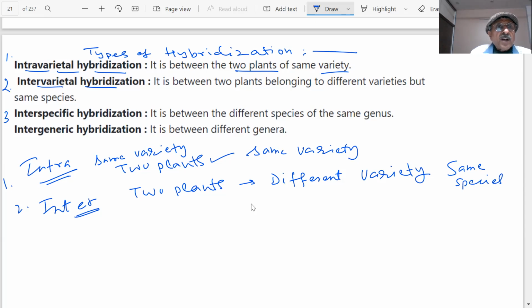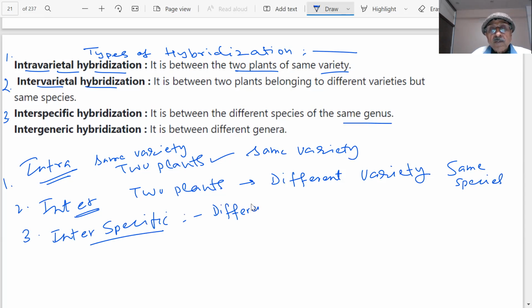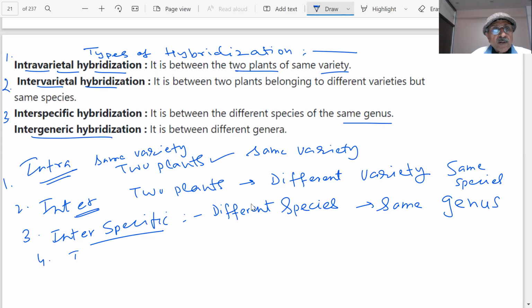And interspecific hybridization. It is between different species of the same genus. There are different species, but the genus is the same. And intergeneric, it is between plants that have different genera.